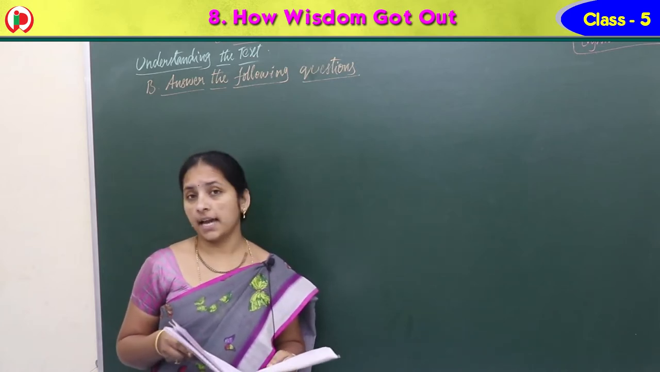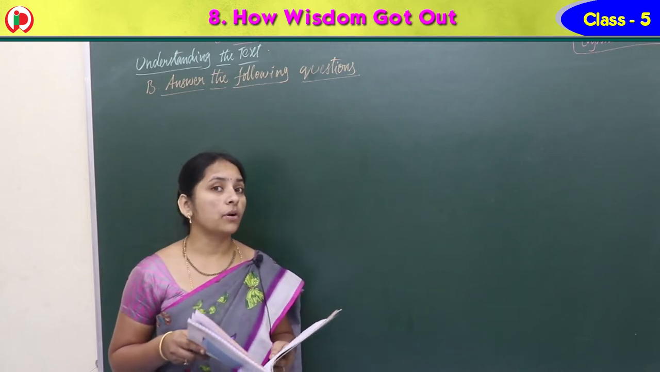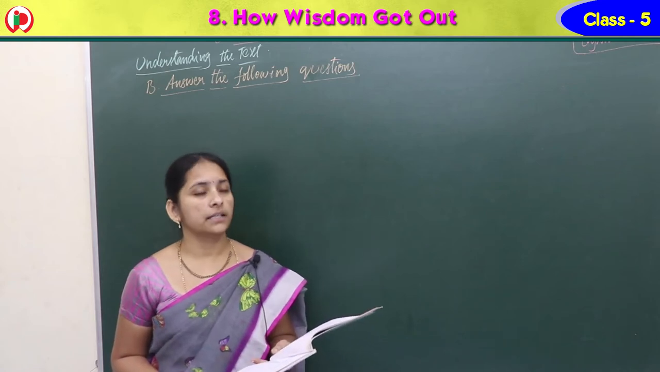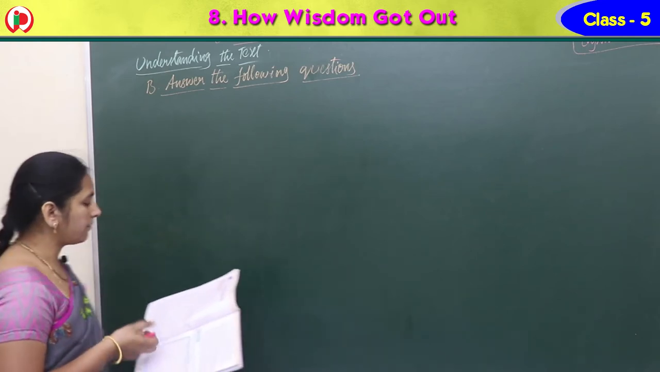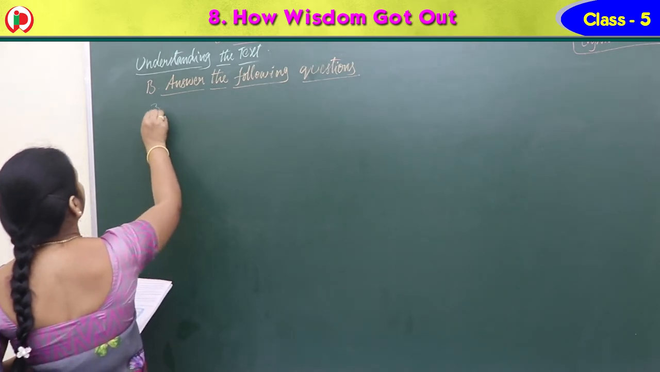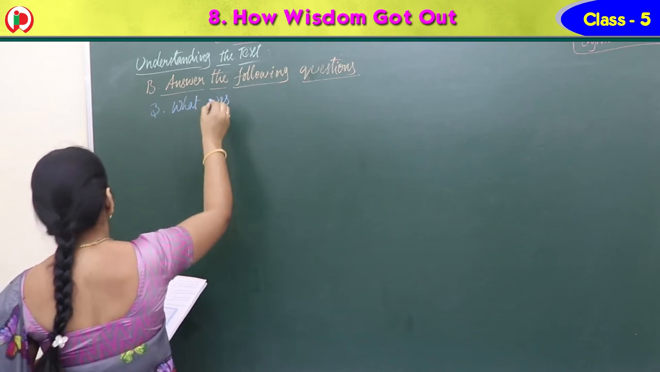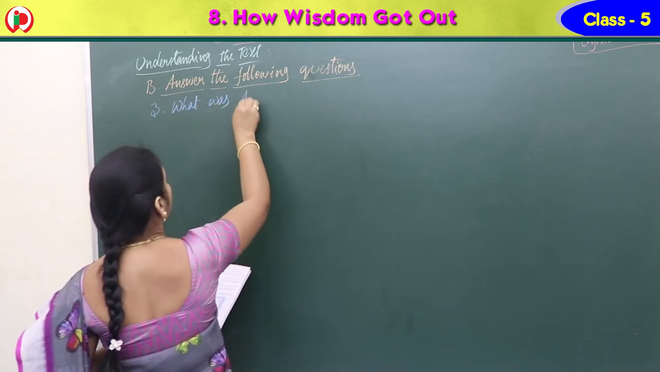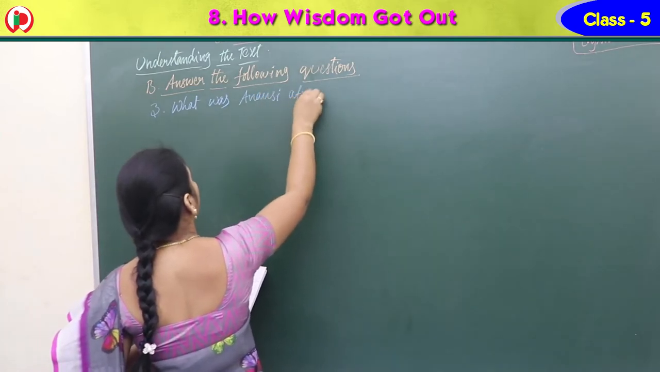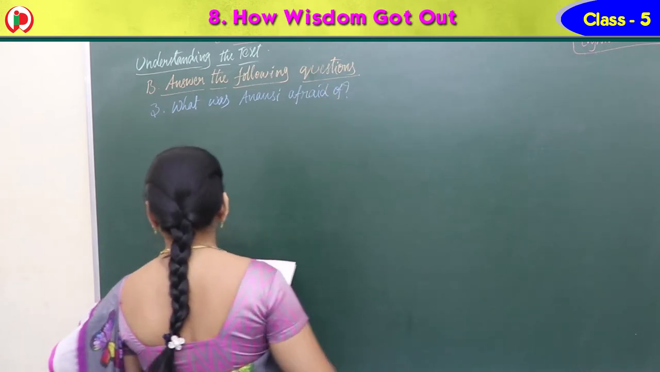So what did he decide to do? Yes, to store that wisdom pot on the top of the tree, right? So like that he wanted to hide it. So see the question first. What was Anansi afraid of? Third question: what was Anansi afraid of?